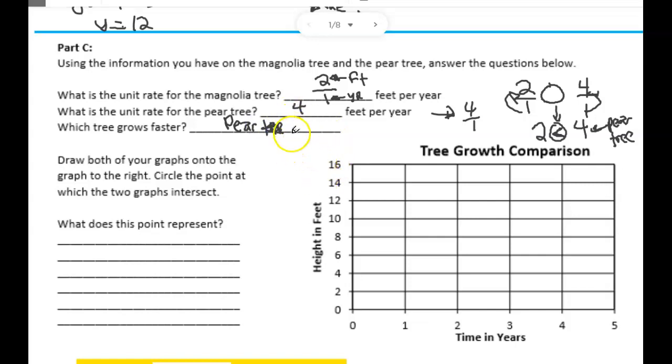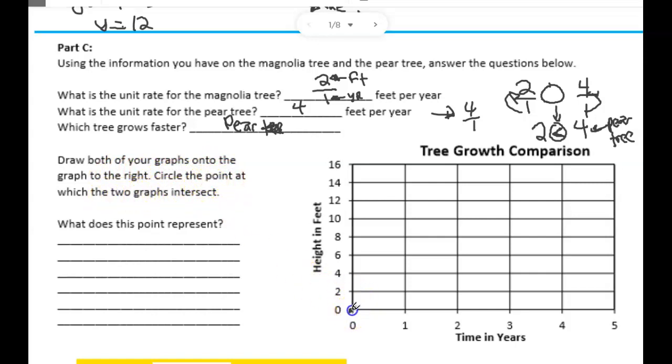All right, take a moment to think about what I just said here about the pear tree. If you have any questions, please pause the video and let me know. So when we get towards the end of this challenge, it says draw both of your graphs onto the graph on the right. Circle the point at which the two graphs intersect.